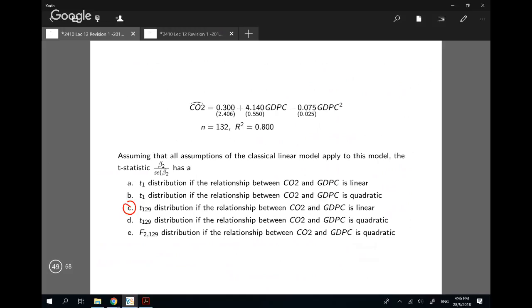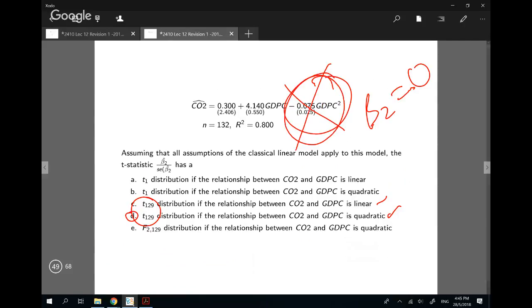If you write the t statistic, it will say under the null hypothesis, because it follows the null hypothesis. So the null hypothesis is beta 2 equals 0. When beta 2 equals 0, you don't have this term, so you only have the linear one. In other words, under H naught it is linear. So the answer is C. This is a tricky question. Is that clear?